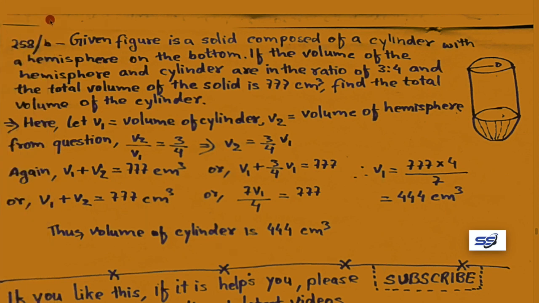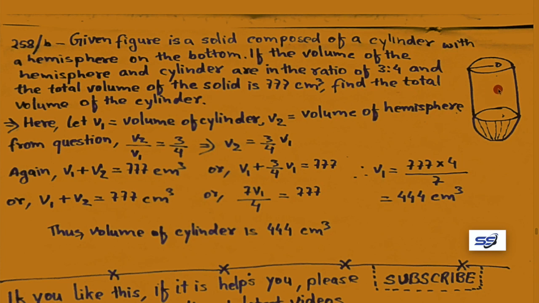Our next question here, 258 upon B. Given figure is a solid composed of cylinder with a hemisphere on the bottom. If the volume of the hemisphere and cylinder are in the ratio of 3:4 and the total volume of the solid is 777 cm³, find the total volume of the cylinder.